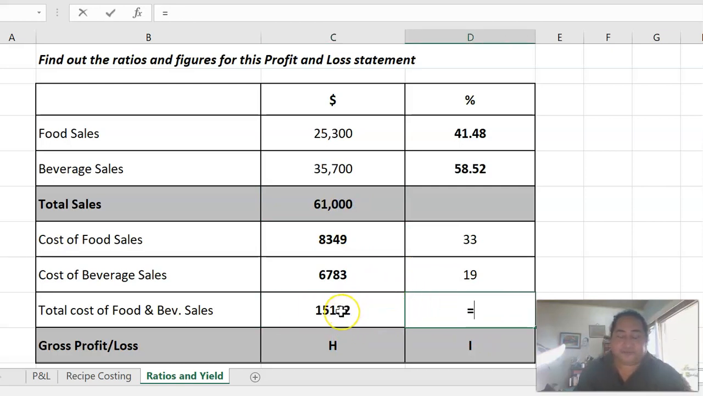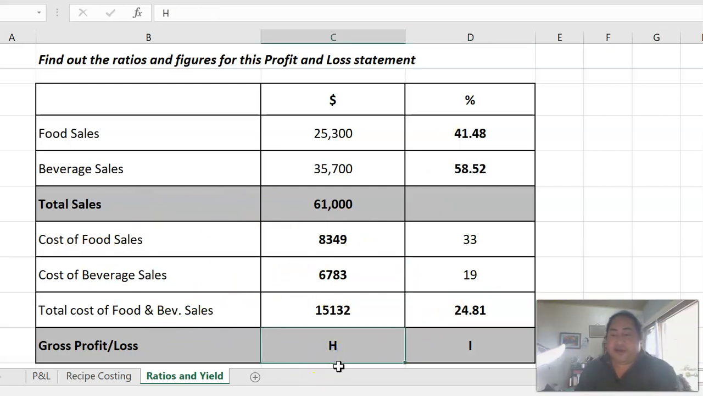Equals 15,132 divide by 61,000, times 100. Then you get your percentage value, which tells you that 24.81% was the total cost of the food and beverage sales.